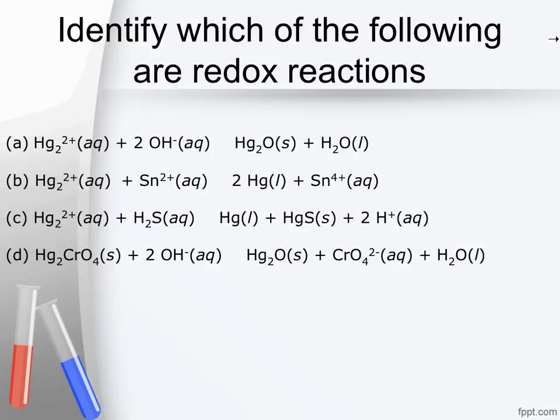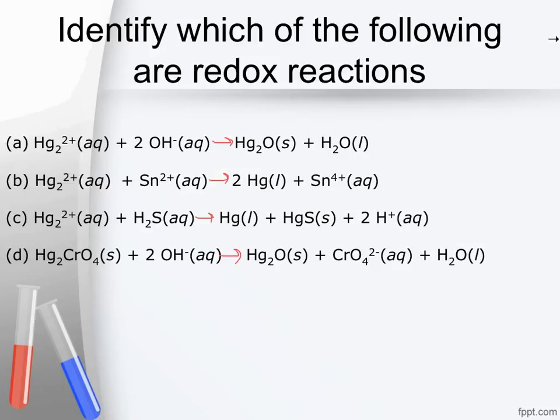Alrighty, so this is a typical type of question that I might ask you in a quiz or a test, and I'm just wondering what happened to my reaction arrows here. Let's see. There we go. Alright, so I might ask you, circle the ones that are redox reactions. How would you go about doing that?